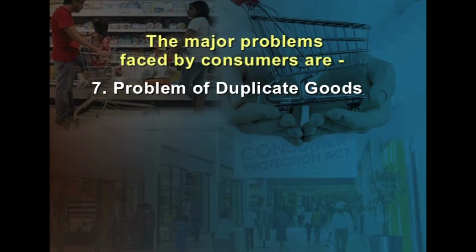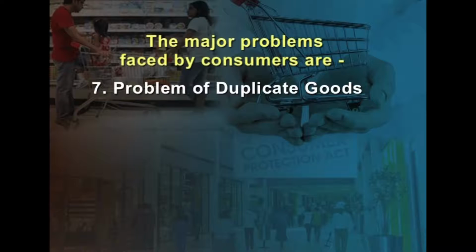The other problem that is faced by consumers in the market is the problem of duplicate goods. The customers face a major problem of duplicate goods. Unethical producers duplicate popular brand names and thereby customers get cheated. Even products like medicines are duplicated by illegal producers.